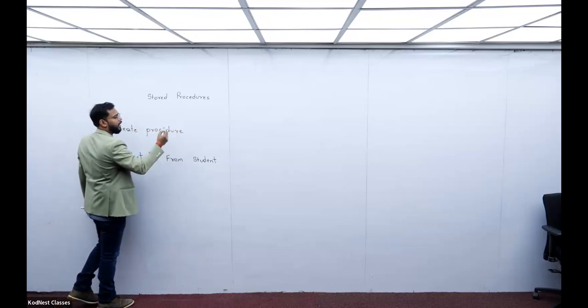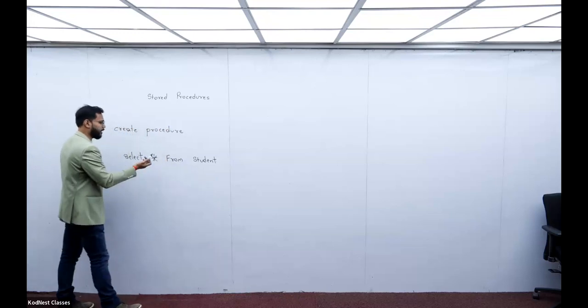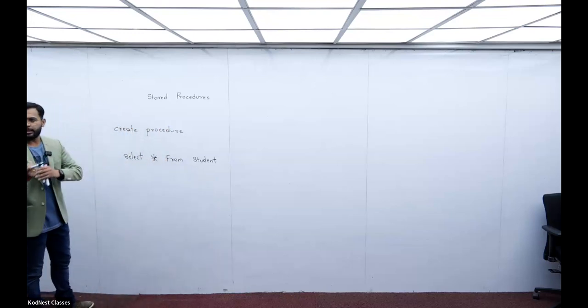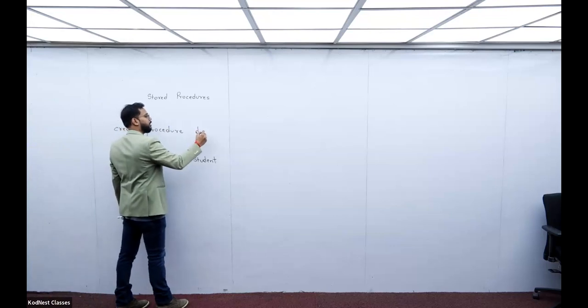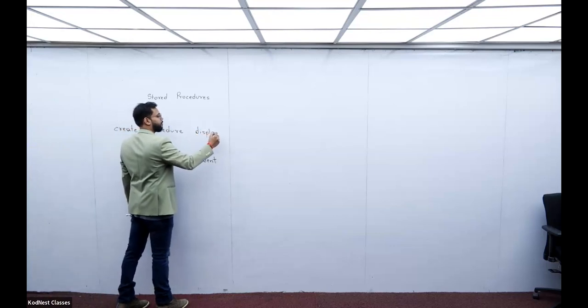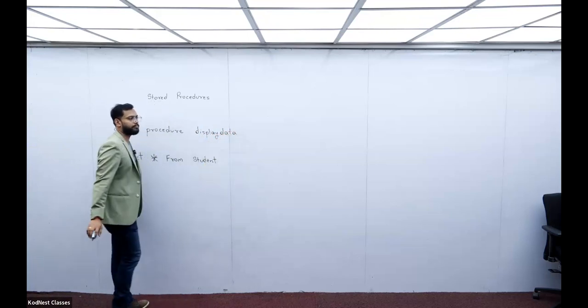And then I have to tell a name of the procedure. You can tell anything. Assume that select star from student will display the data. So here I will tell create procedure, and the name happens to be display data. Again, I'm telling you, you can tell anything, whatever you want, for the procedure name.